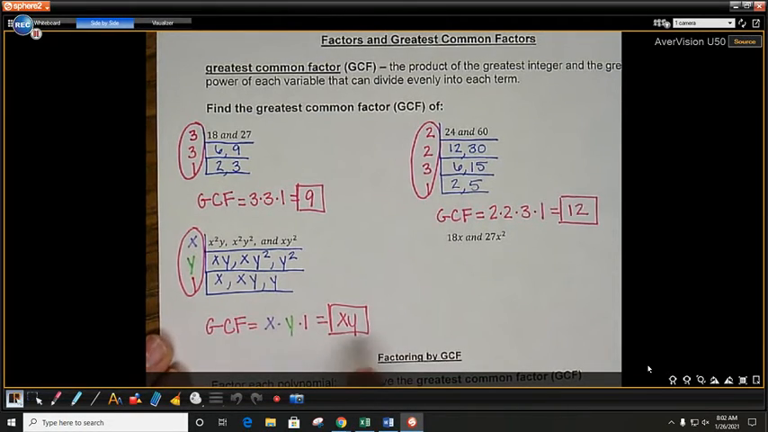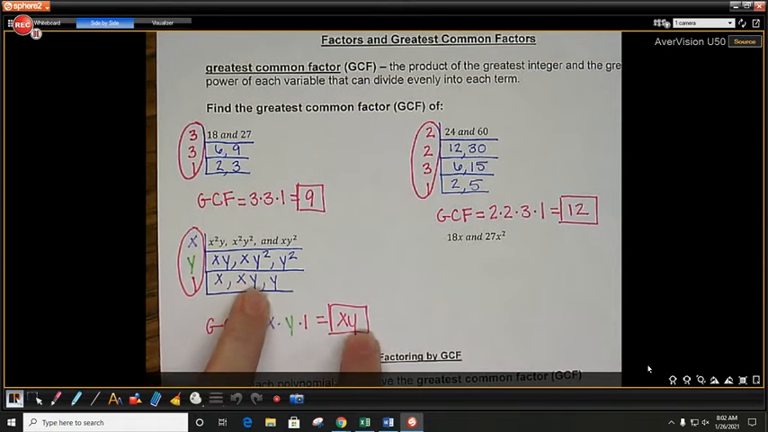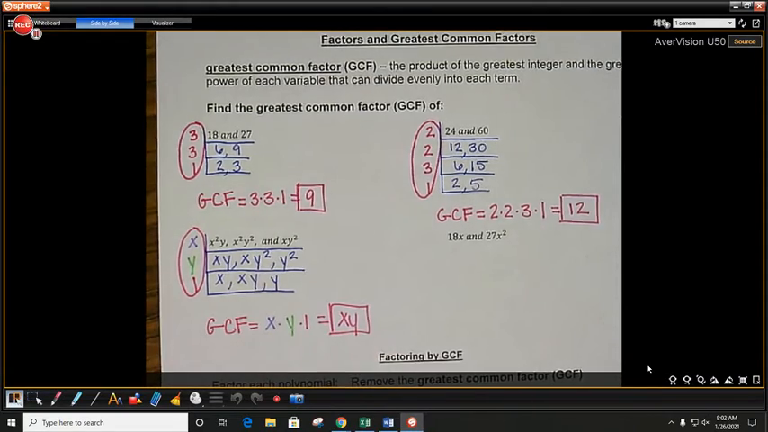Now again, you could check yourself just like we did with our numbers. xy times x. Well, x times x gives you your x squared, and there's a y. xy times xy. x times x gives you x squared, y times y gives you y squared, so that one matches. xy times y, there's only one x, so there's an x. y times y gives you a y squared, so we are correct.